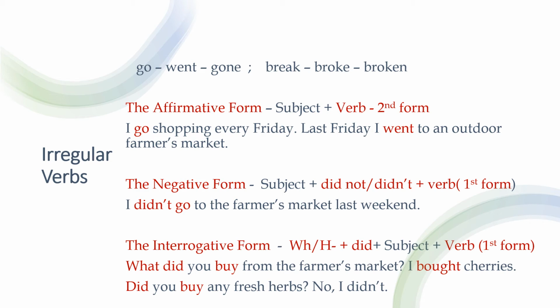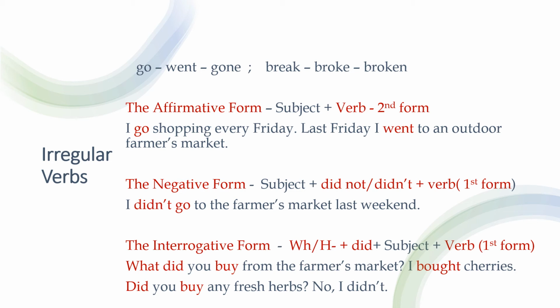For the negative, we are going to use the auxiliary did not, or didn't, plus the first form of the verb. I didn't go to the farmer's market last weekend. Pay attention, it is not correct to say I didn't went. It is not correct to say I didn't played. The correct form is I didn't play without ed. I didn't go. First form of the verb.